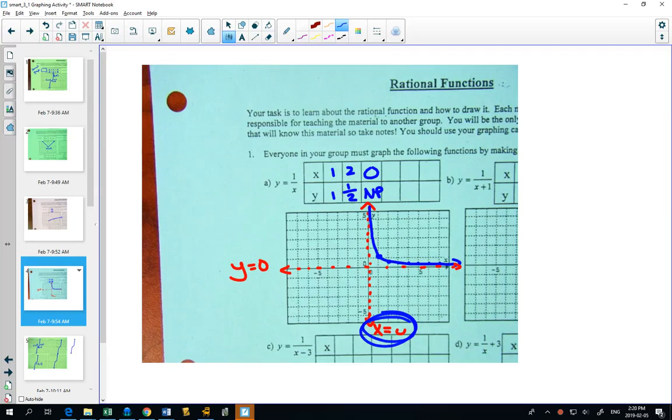Same thing for this horizontal line. You pick any point on here, your y-coordinate will always be 0. And that's why we write the equation of that line, y equals 0. Now, if you plugged in some negative numbers like -1, you'd get -1, and the same thing happens over here. And we draw our graph towards the asymptote.